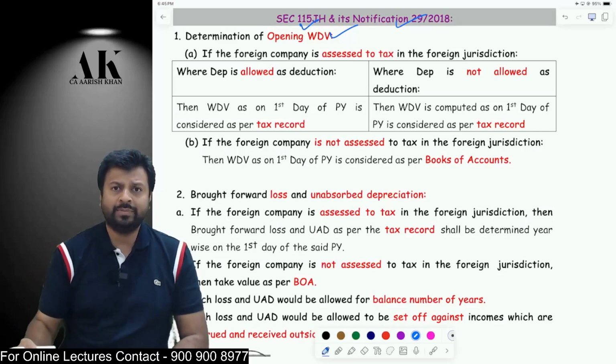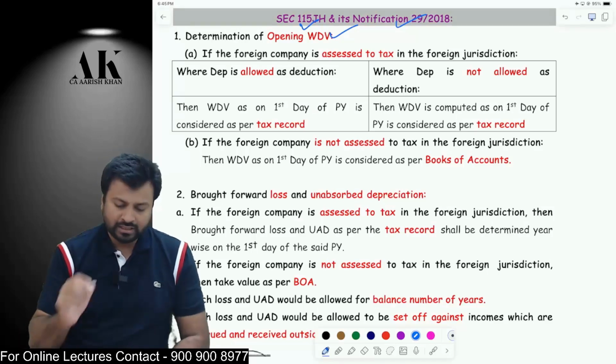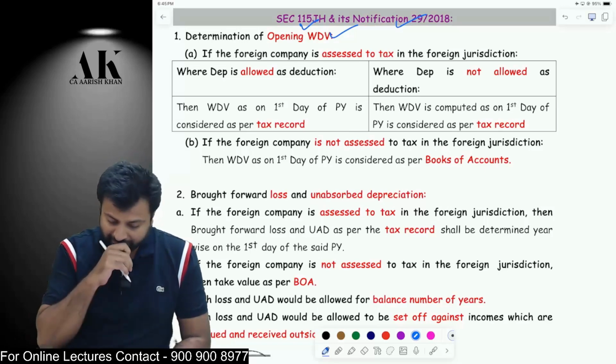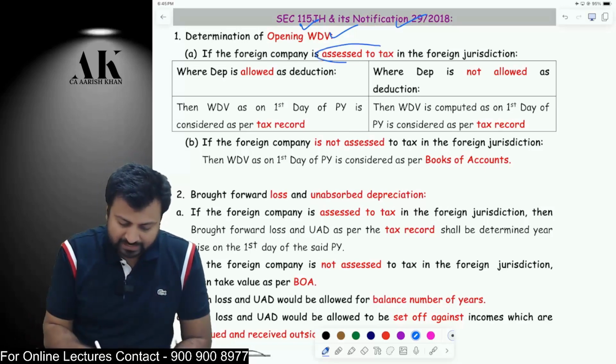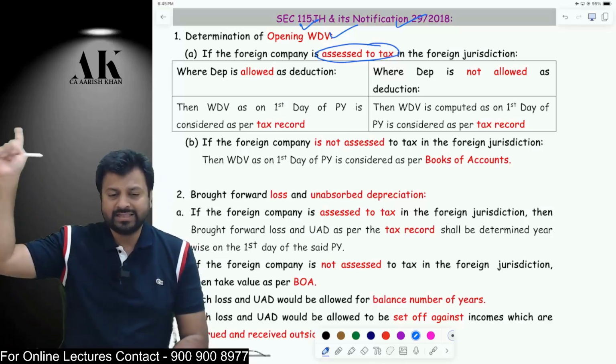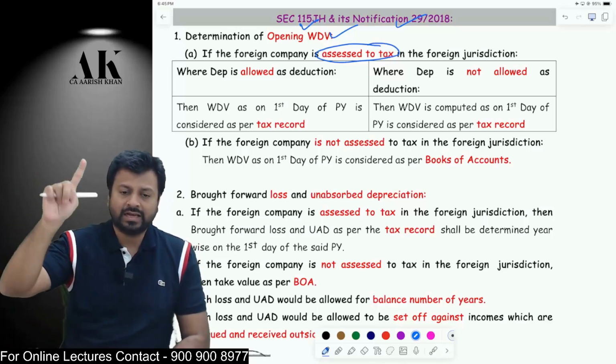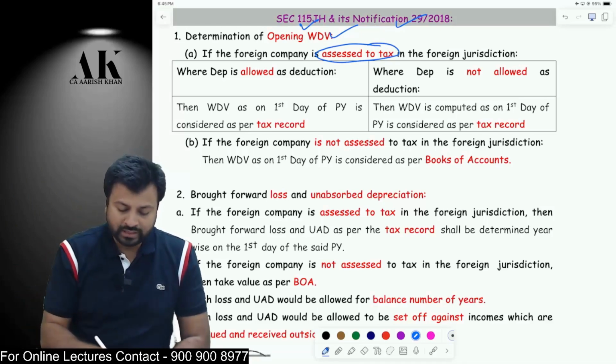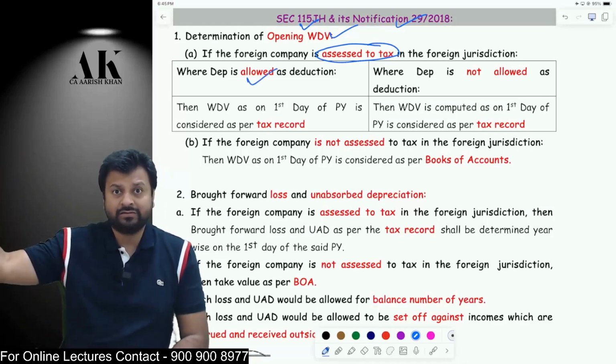Therefore, now the question will be, what will be the WDV of the company? Because till last year, the company was not resident in India. In the current year, the company is becoming resident because of POEM. So what will be the WDV of the company for the purpose of this year? For that purpose, we need to identify first of all whether the foreign company is assessed to tax in the foreign country or not. Whether there is a taxation law in the foreign country, and the answer is yes. Then you have to ask the second question, whether the foreign company is allowed depreciation in the foreign country or not.